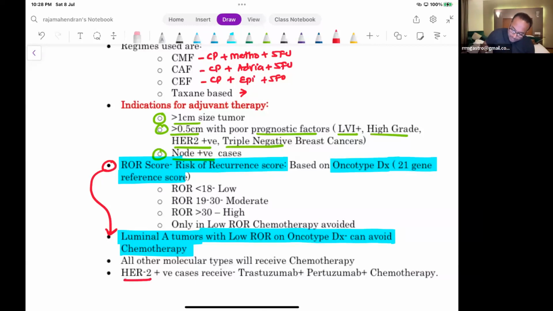So all HER2 positive will receive trastuzumab and pertuzumab with chemotherapy. So மற்ற எல்லாருக்குமே கீமோதெரபி கொடுக்கணும்ன்றாங்க. லூமினல் ஏக்கு மட்டும்தான் you can avoid chemotherapy அப்படின்ற ஒரு MCQ பாயிண்ட் இதுல கிடைக்குது. சரியா?